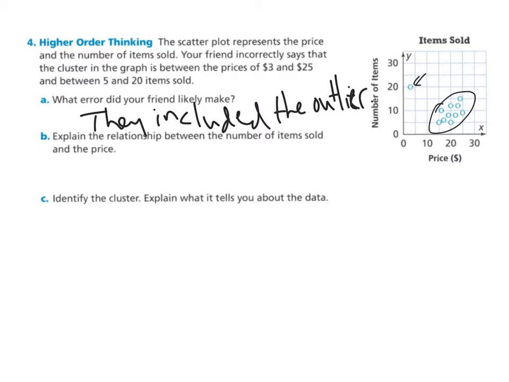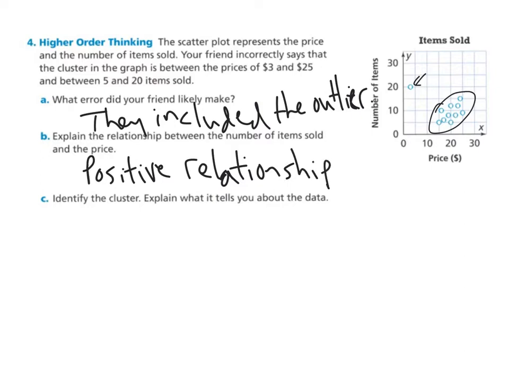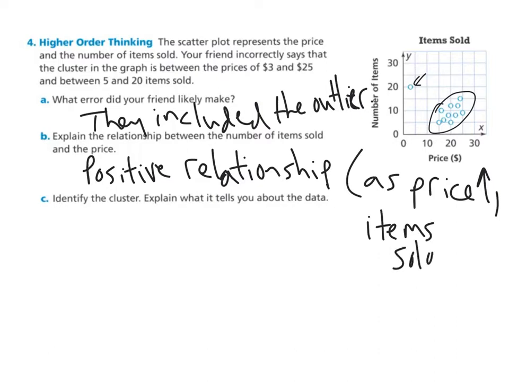And then part B, explain the relationship between the number of items sold and the price. And again, when we decide on this, we are not worrying about the outlier. We're ignoring the outlier, just looking at the other points. So on part B, we could probably call this a positive relationship or positive correlation. In other words, as the price goes up, or price increases, the items sold increases.